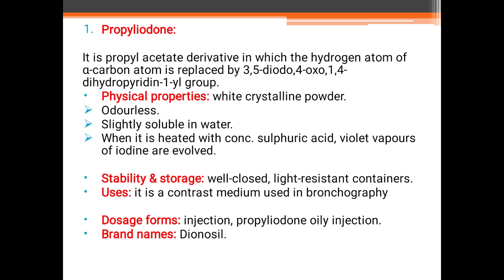Physical properties of propyliodone are: it is available as white crystalline powder, odorless, slightly soluble in water. When it is heated with concentrated sulfuric acid, violet vapors of iodine are evolved. Stability and storage: it should be stored in a well closed light resistant container, and it is used in bronchography, that is examination of bronchi. Dosage forms of propyliodone are propyliodone injection, propyliodone oily injection, and brand name is Dianosil.